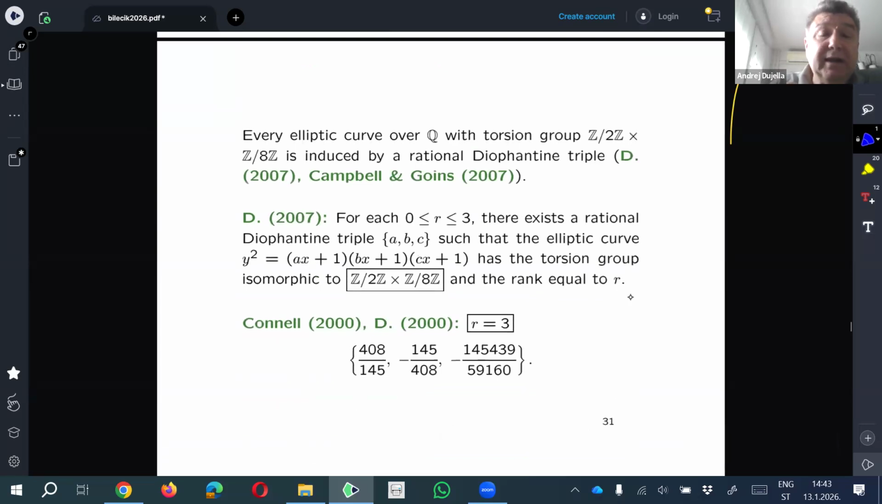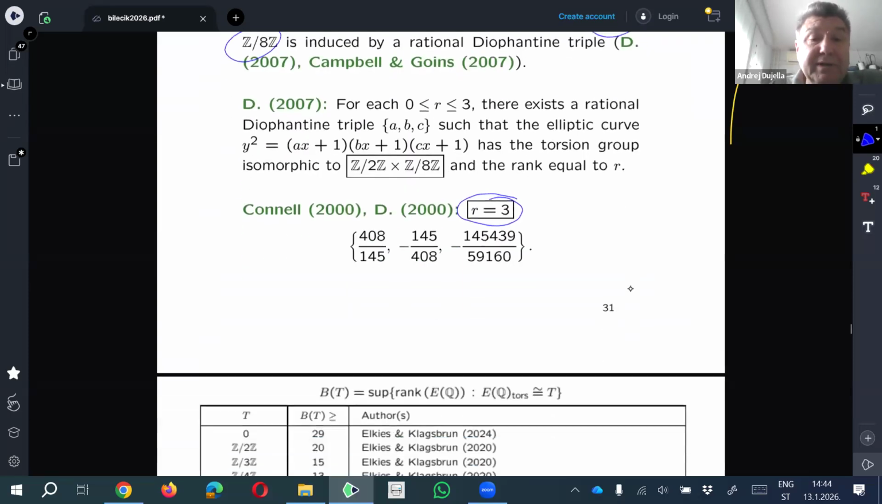And finally, the last torsion group possible is Z2 times Z4. And here is an interesting result that all elliptic curves of that shape of the torsion group can be induced by Diophantine triples. So in particular, the current record for such curves, which is only 3, and I will discuss this at the very end, comes from Diophantine triples.